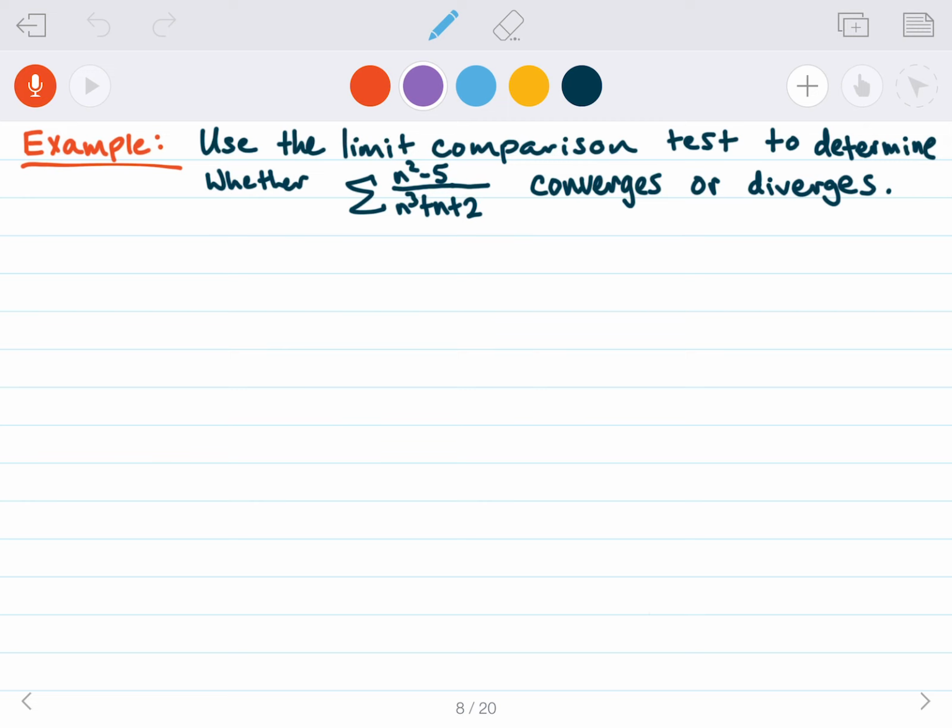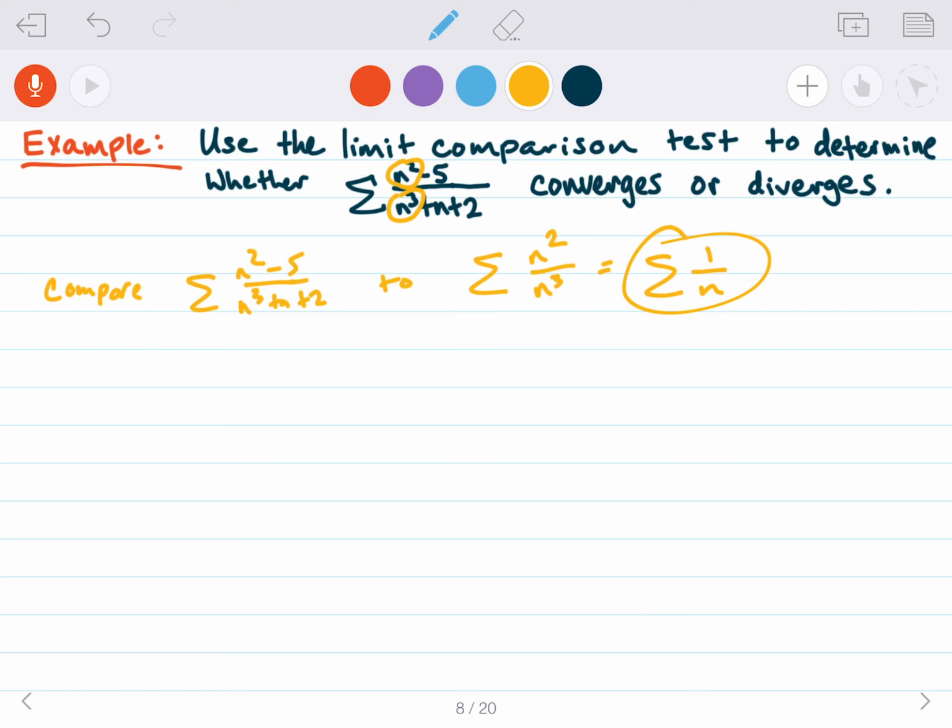It says, use the limit comparison test to determine whether or not the sum of this expression converges or diverges. So what we're going to do is the same little trick that we used before with the regular comparison test. We're going to take the highest power term in the numerator, then the highest power term in the denominator, and compare the original series to that series. So we want to compare our original series, n squared minus 5 over n to the 3 plus n plus 2, to n squared over n to the 3, which is going to reduce down to 1 over n. Okay?